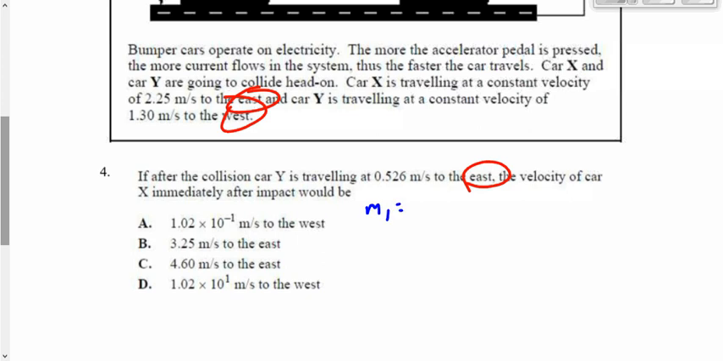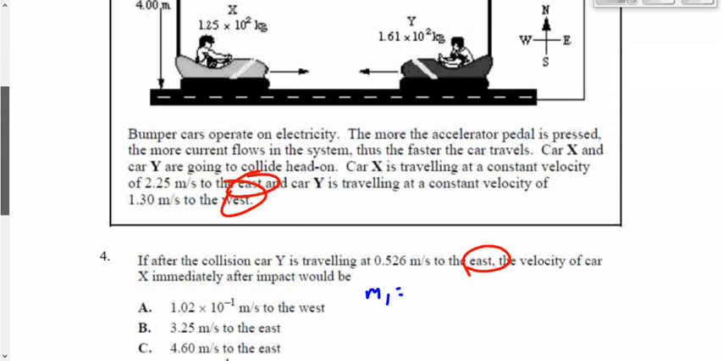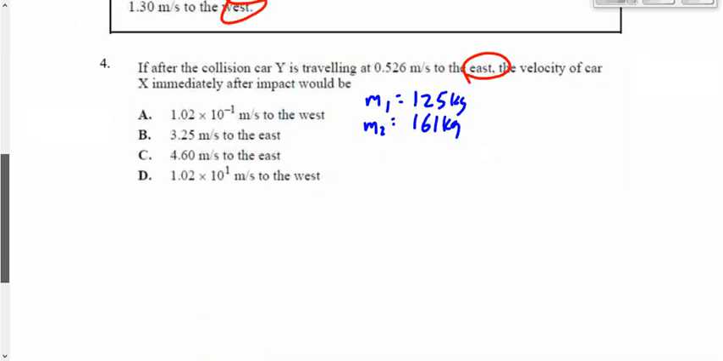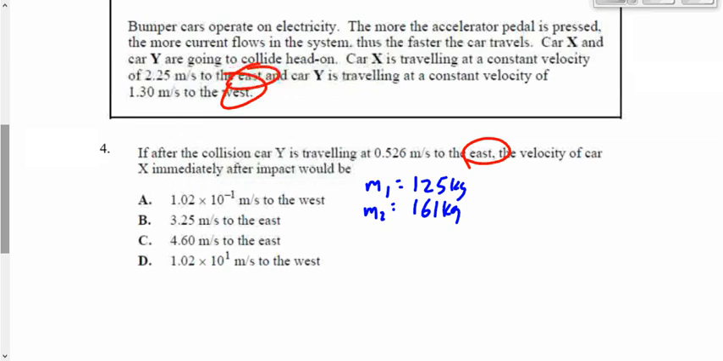But I wish both masses were the same. I'm going to say mass 1 is 125 kilograms. I'm going to say mass 2 is 161 kilograms. Why do I wish both masses were the same? What would that do for me if they were the same? Yeah, we could cancel the mass then, right? Because the same mass would appear in every term.